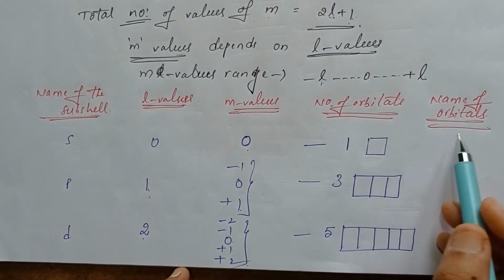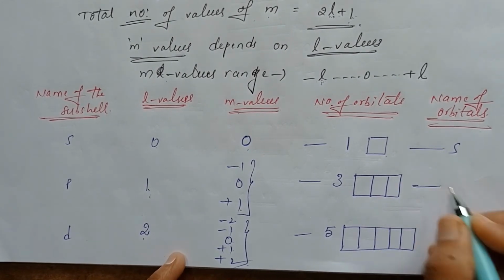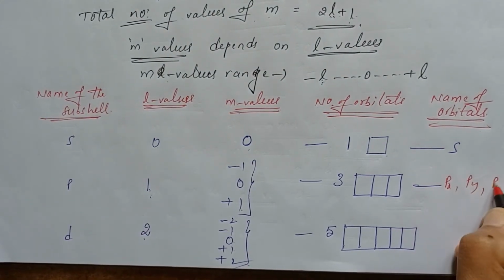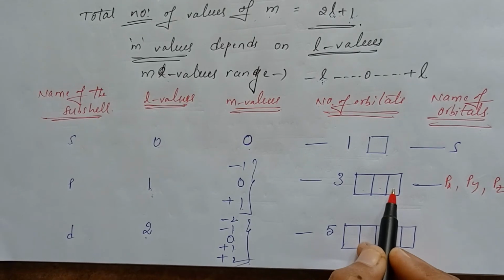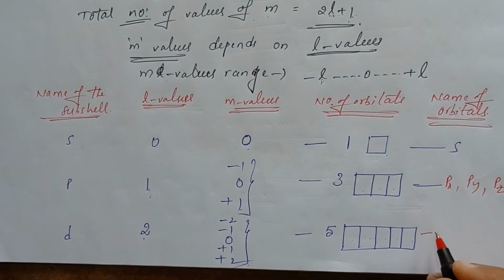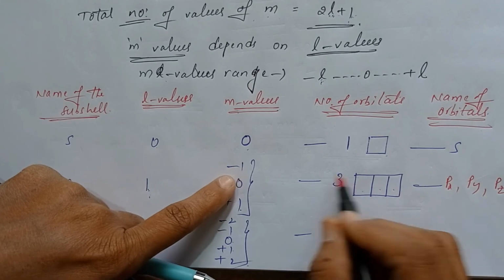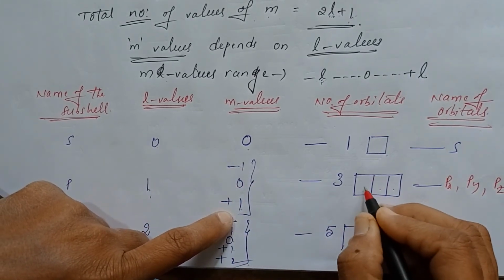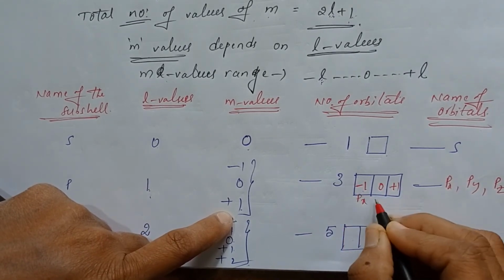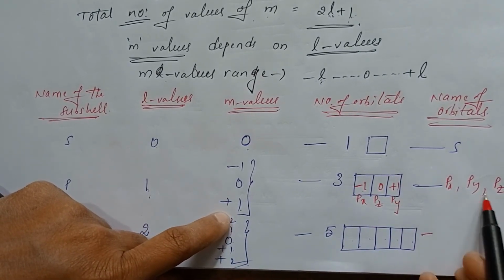Name of the orbitals. This is s orbital. What are the orbitals here, students? px, py, pz orbitals. This is px, py, pz, 3 orbitals. Suppose I am taking this as minus 1, this is 0, this is plus 1. Then this is px, this is pz, this is py. So these three orbitals are px, py, pz.